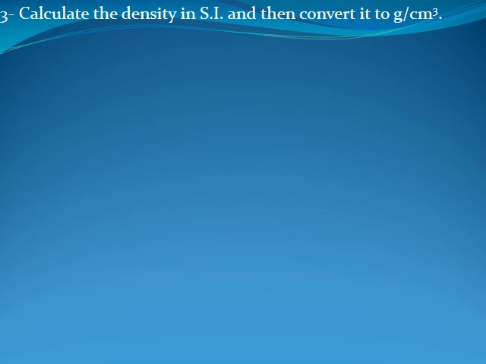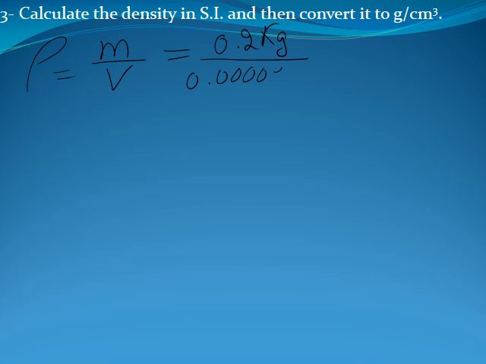Moving to part 3. Calculate the density in SI unit and convert it to gram per centimeter cube. Okay, Joel, first of all, you have to say the rule of density. Density is equal to rho equal mass over volume. We have the mass, 0.2 kilograms, over volume, 0.000027 meter cube. So rho equals how much?